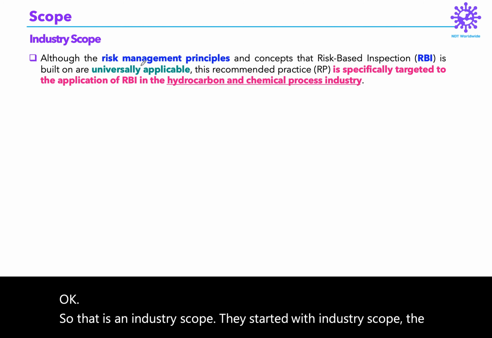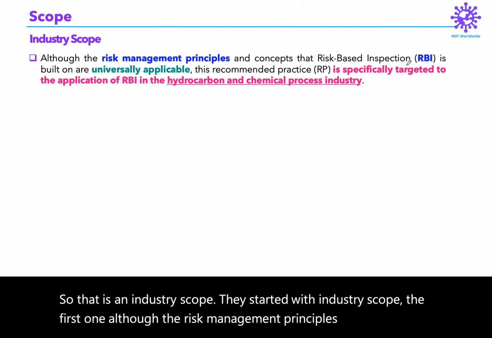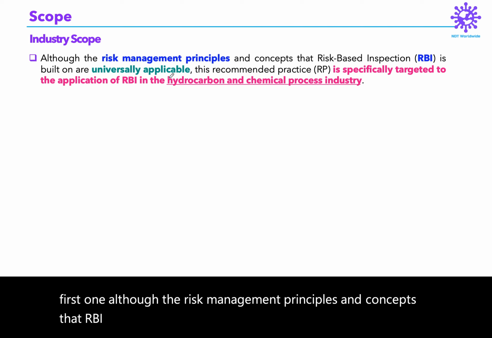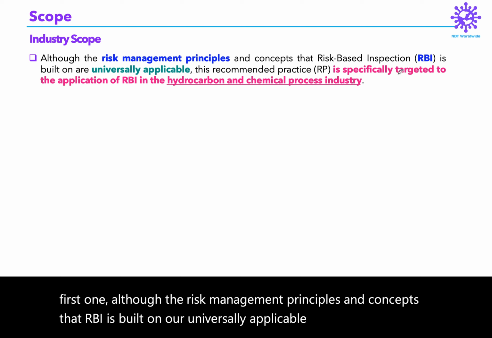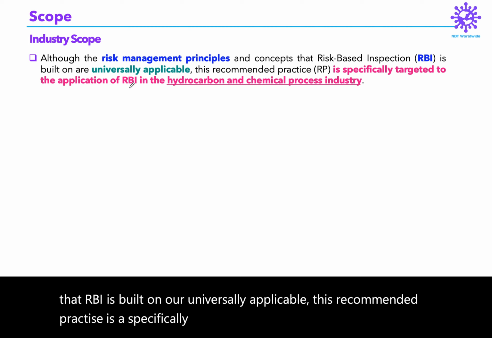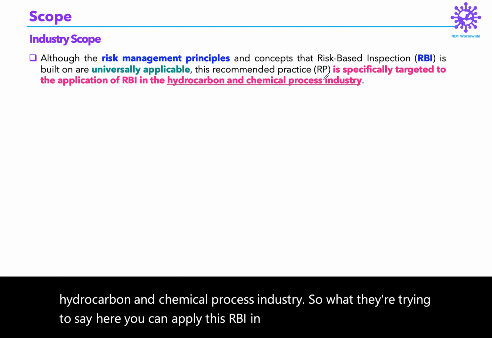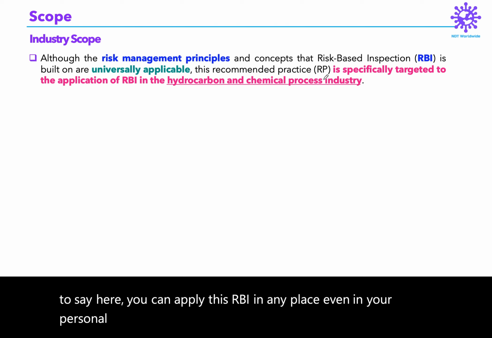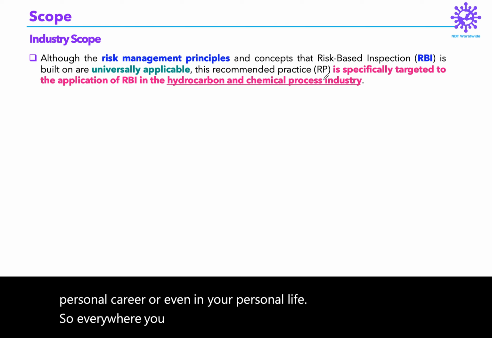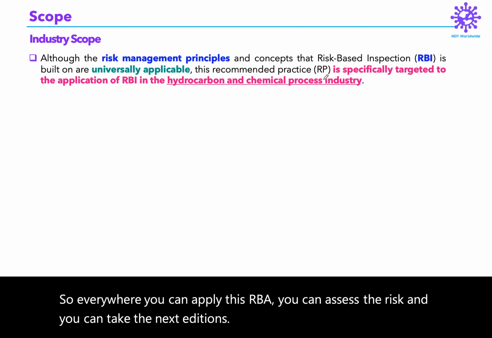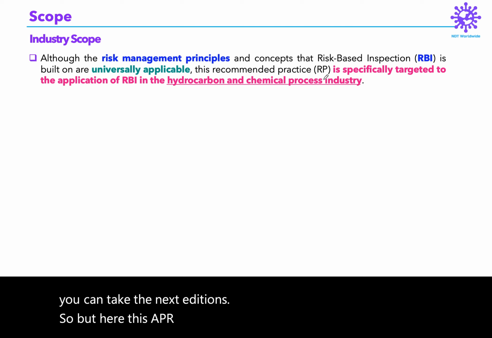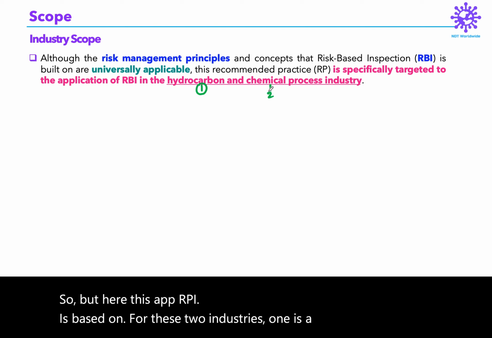The first one: although the risk management principles and the concepts that RBI is built on are universally applicable, this recommended practice is specifically targeted to the application of RBI in the hydrocarbon and chemical process industry. So what they're trying to say here is, you can apply RBI anywhere, even in your personal career or personal life. You can assess the risk and take the next decisions. But this API RBI is based on two industries. One is hydrocarbon, and the next one is the chemical industry.